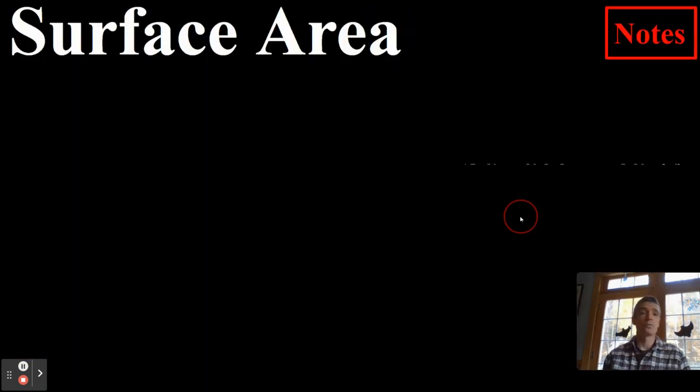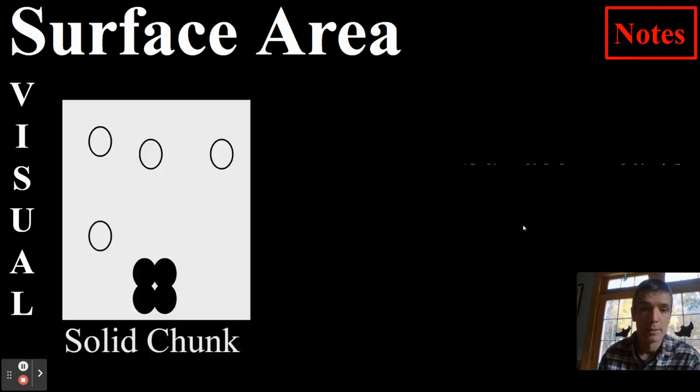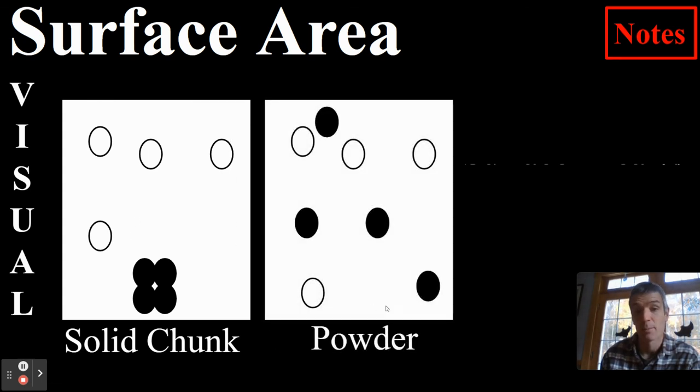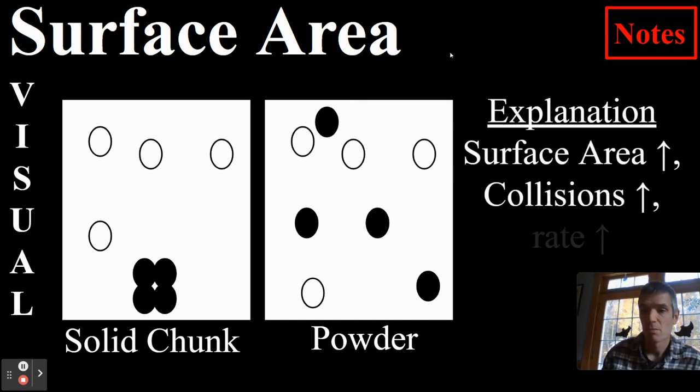Now here's a visual for surface area. This is for solids reacting with a gas or a liquid, and you think of it like a chunk. If you keep the chunk together, it can't hit the molecules you want it to react with, and if it becomes a powder, you really free it up to react and interact. Therefore, you're going to see this kind of relationship.